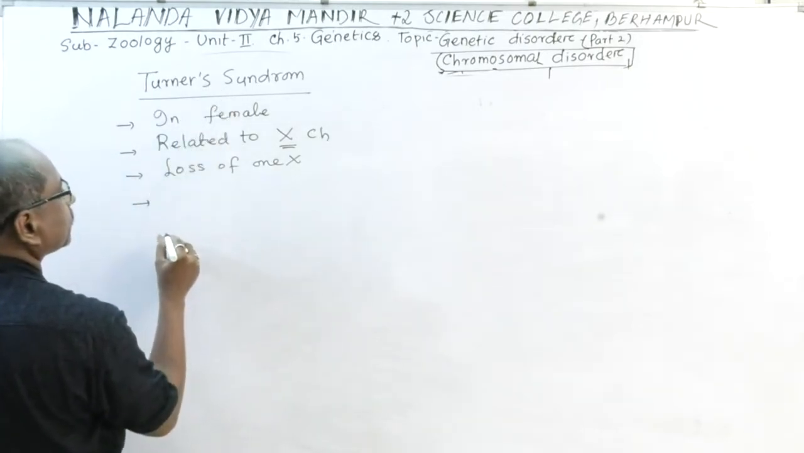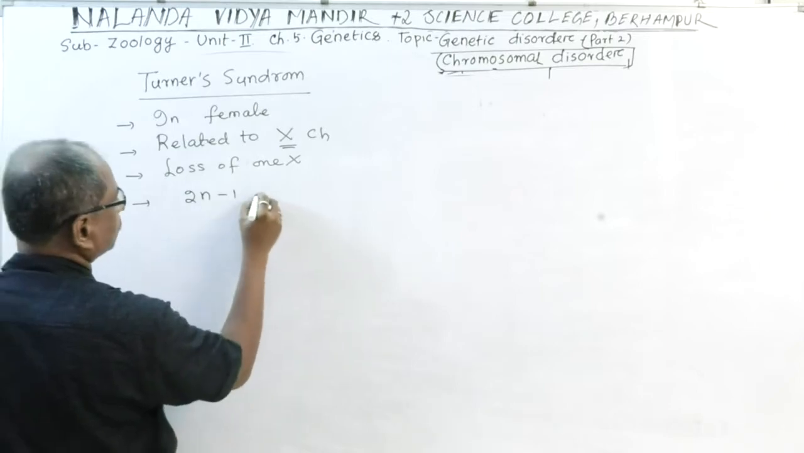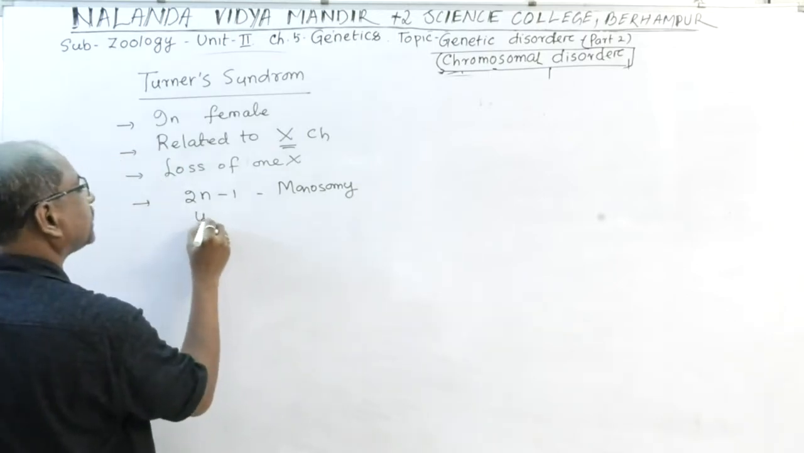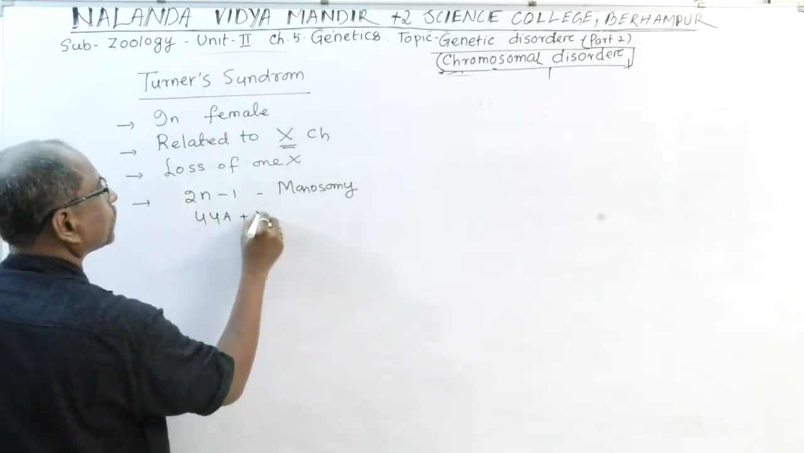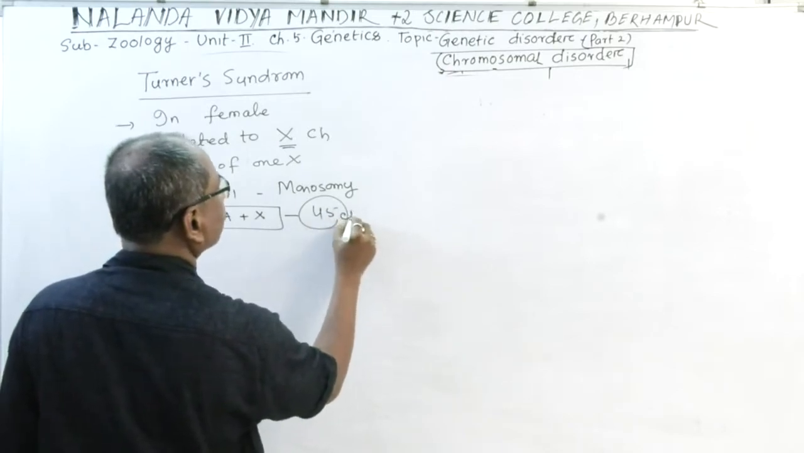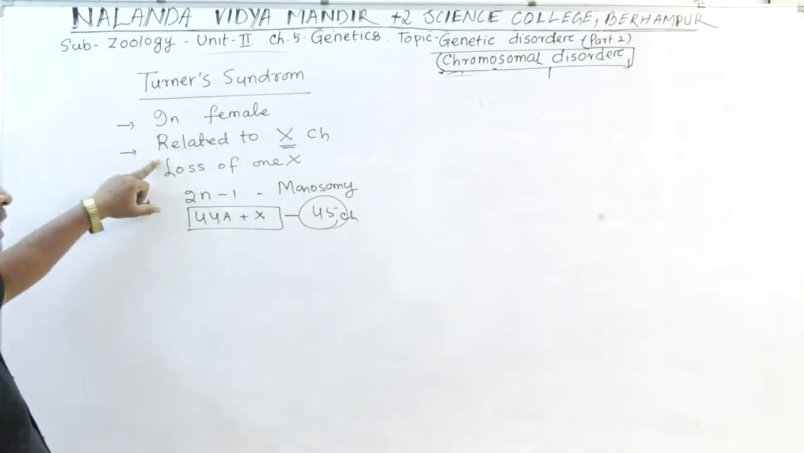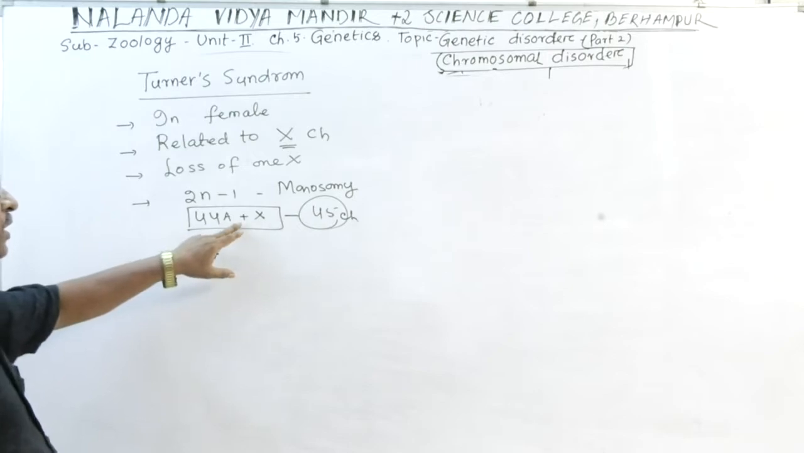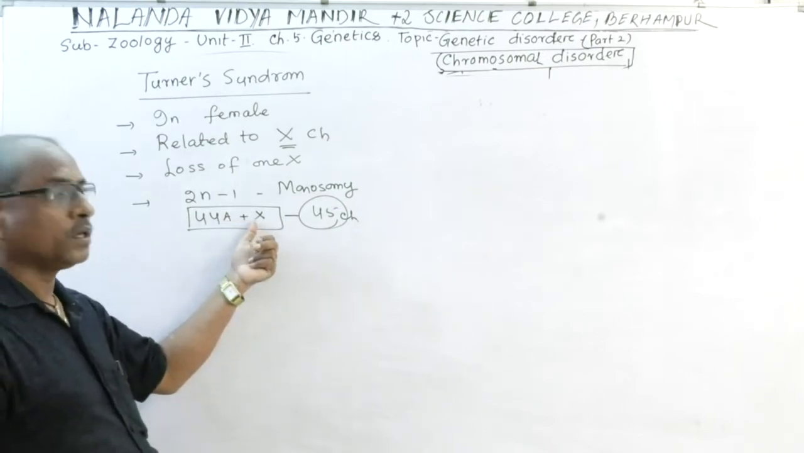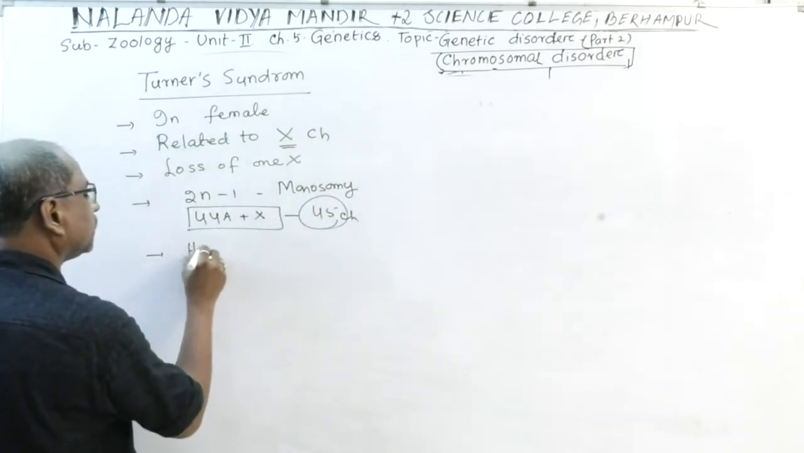So the person with Turner syndrome shows the diploid chromosome complement 2n-1, that is monosomy, that is 44 autosomes with only one X chromosome. That means the total number of chromosomes is 45. It was first described by H. Turner.